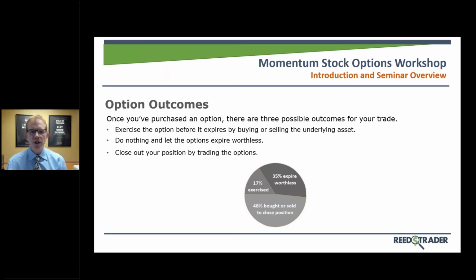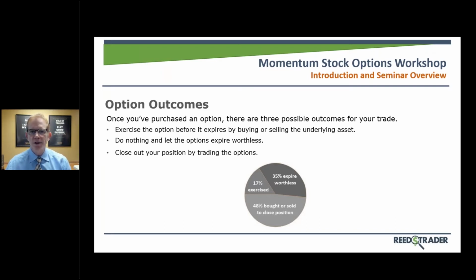So let's talk about option outcomes. Once you purchase an option, there are three possible outcomes for this trade. One, you can exercise the option before it expires by buying or selling the underlying asset. Two, you can do nothing and let the option expire worthless because you didn't exercise your right. Or three, you could sell the option to someone else and close out your position by trading out of the option.